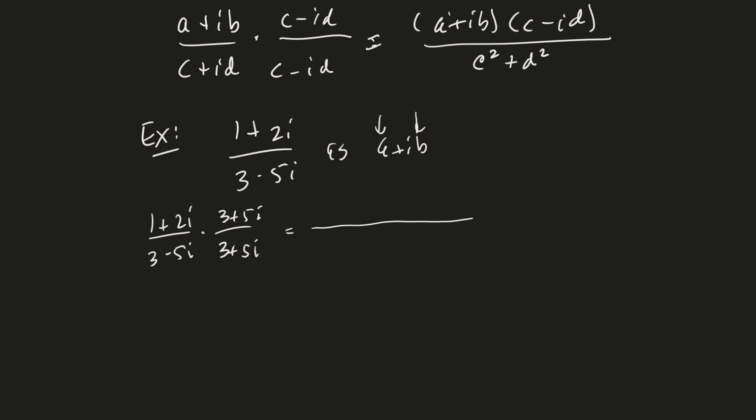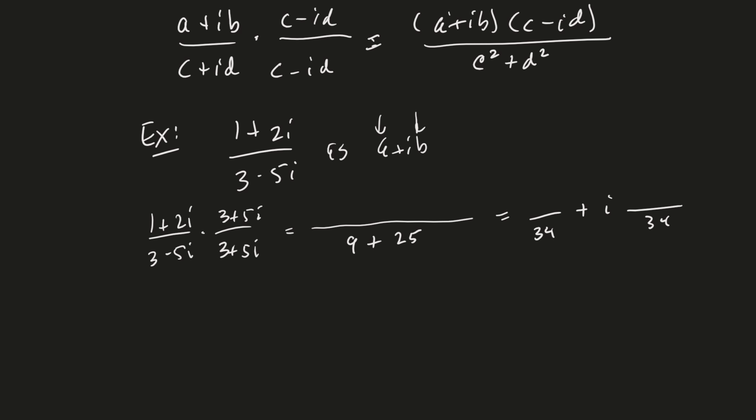So the whole idea is that the denominator becomes 9 plus 25, right? And so that's going to be 34. So do you see what we're doing? And now our numerator becomes what? Go ahead and FOIL that out.